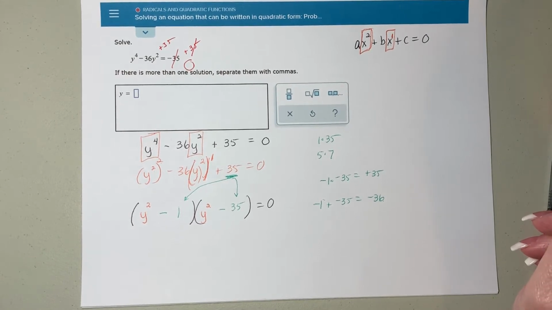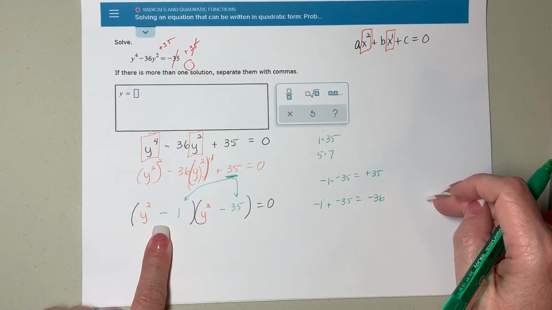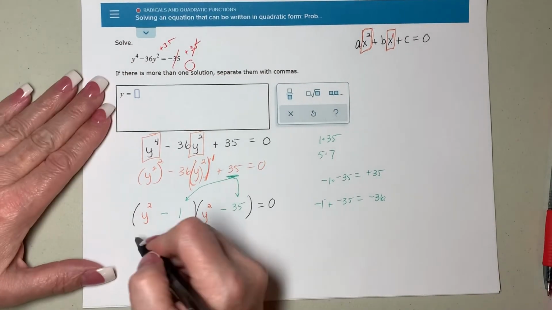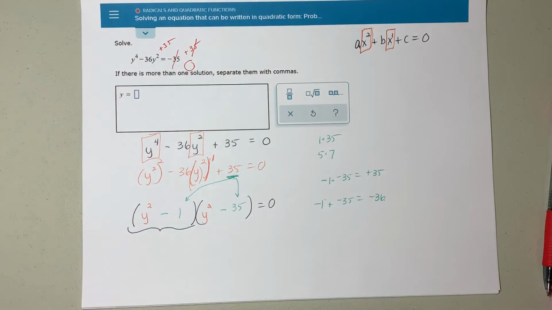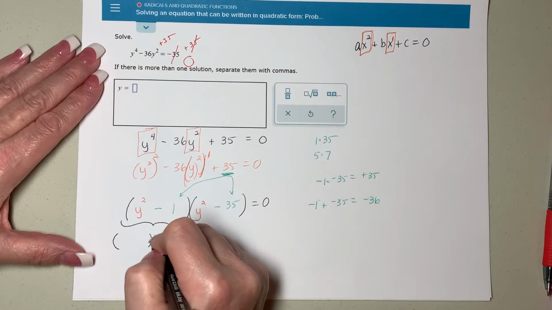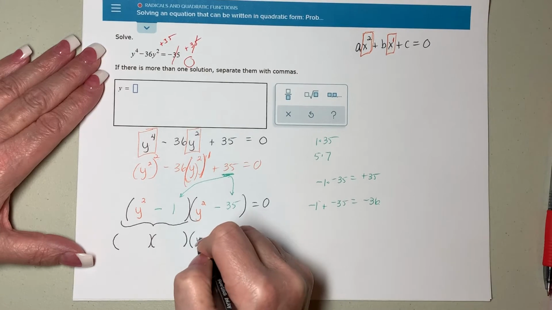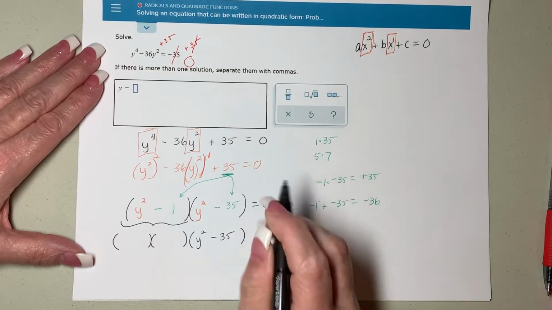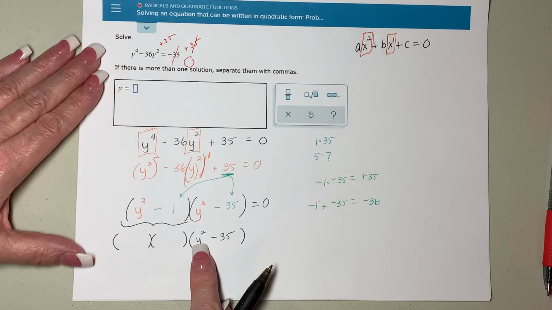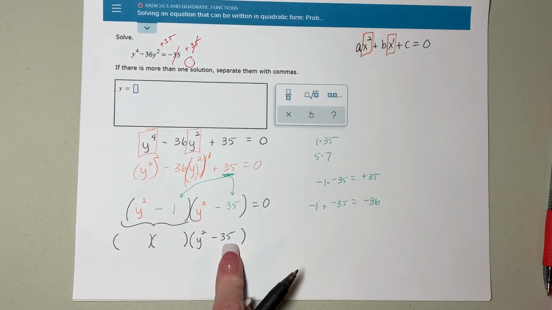Now, I'm not done factoring because that's a difference of 2 squares. I can factor this guy a little bit more. He's a difference of 2 squares, and he is going to factor into what they call conjugates. This guy's still here. This guy's still a y squared minus 35. It's a difference of a y that's squared, but 35 is not a perfect square.